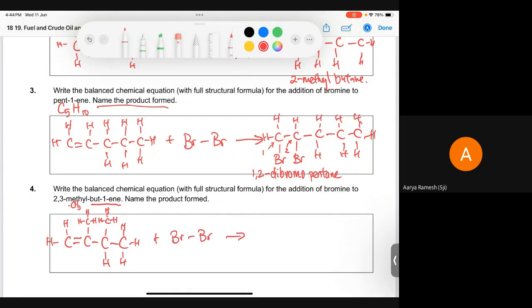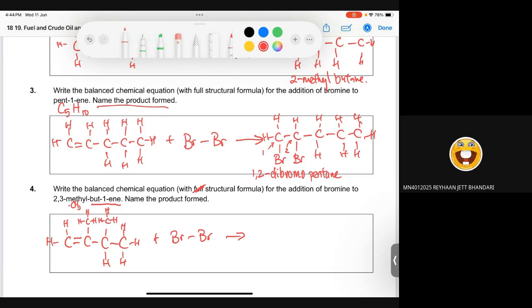Add bromine like that. Okay, then once you have done this, I ask Matthew. Rehan, come help me. What's gonna happen here? Okay, I'm gonna draw the structural formula without the full. Can you tell me what's gonna happen?